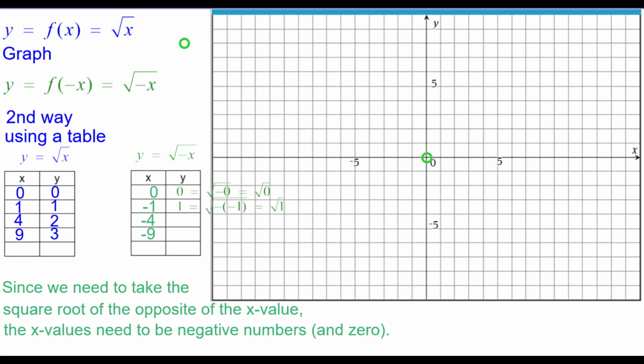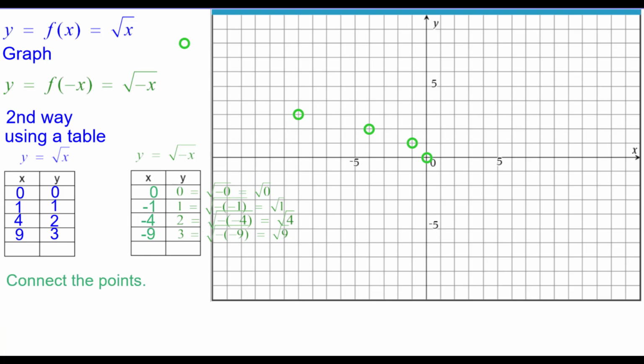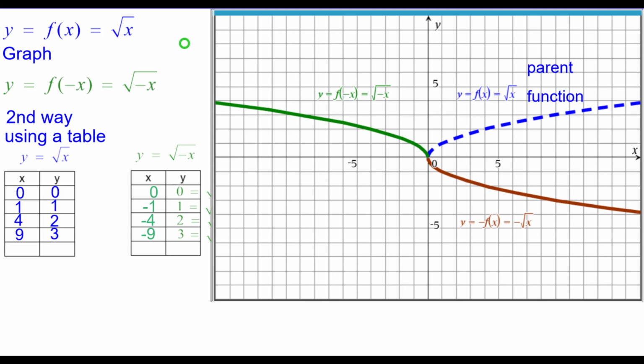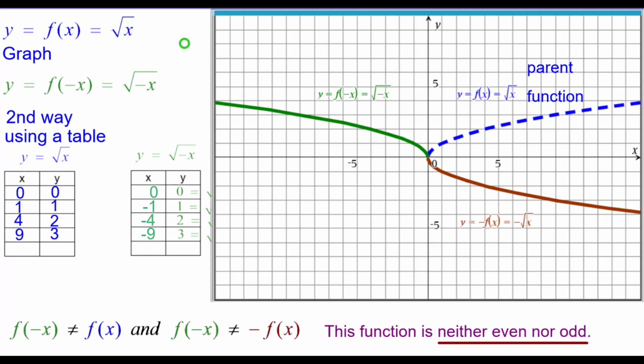The opposite of -1 is +1, and its square root is 1, so -1, +1. Square root of the opposite of -4 is the square root of 4, which is 2, -4, 2. And then similarly for the square root of the opposite of -9. Connecting the points and comparing that to the parent function and to y equals the opposite of the square root of x, you can see that this function is neither even nor odd.